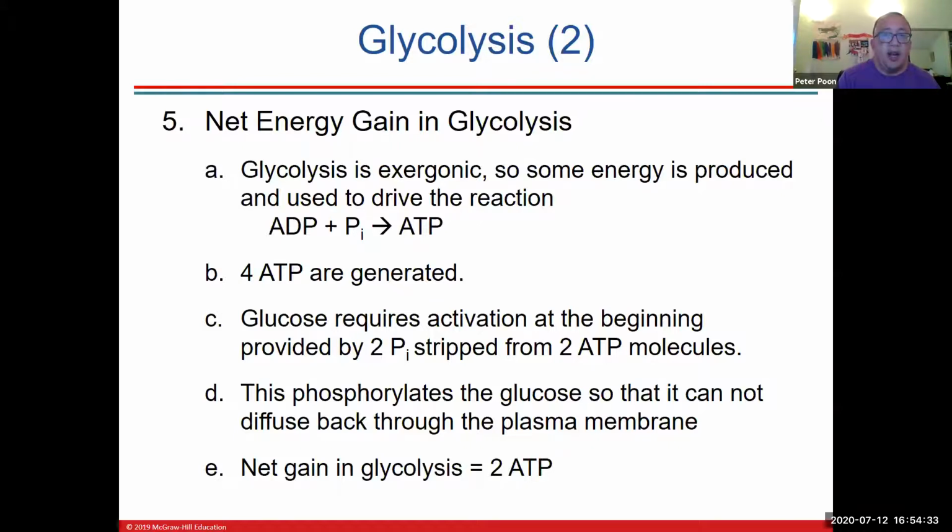The net gain in glycolysis: glycolysis is exergonic, so some of the energy produced is used to make ATP. There are 4 ATP generated, but there's a cost of 2 ATP. So 4 minus 2 is 2. There's a net gain of 2 ATP.